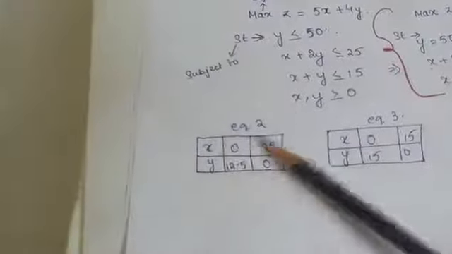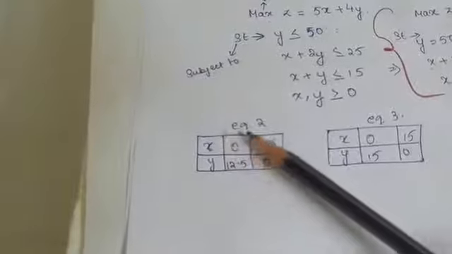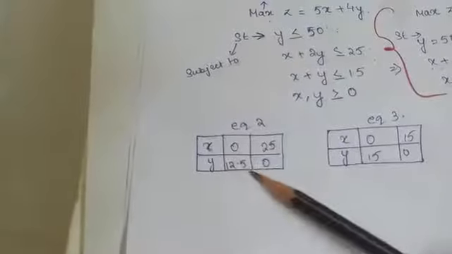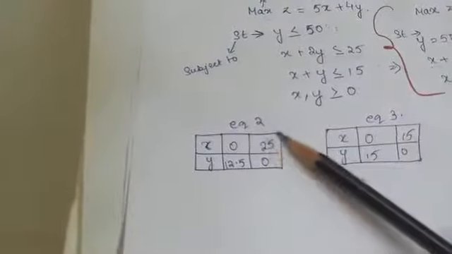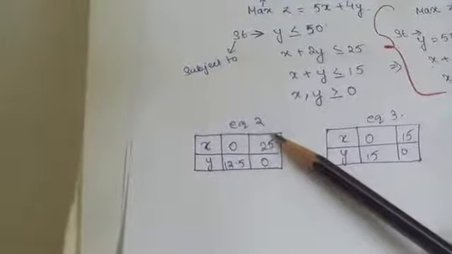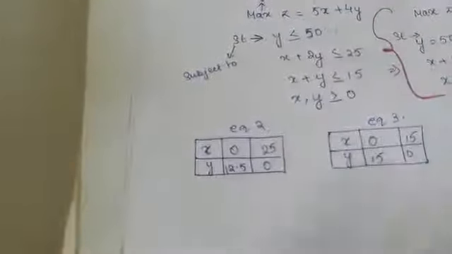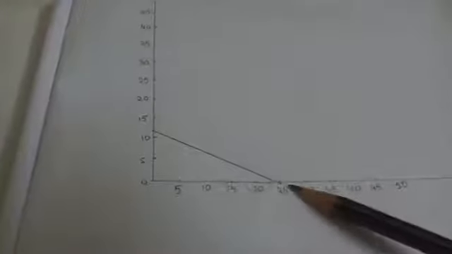Now for equation 2 or constraint 2, the values are, when x equal to 0, y equal to 12.5, when y equals to 0, x equal to 25. So I'm going to plot this in the graph now. As you can see, I have plotted here. This one was when x equal to 0, y is 12.5, and this is when y equal to 0, x is 25. So I have plotted this.